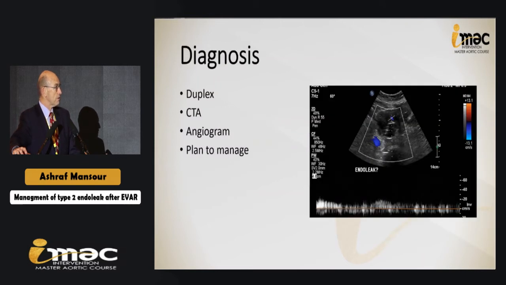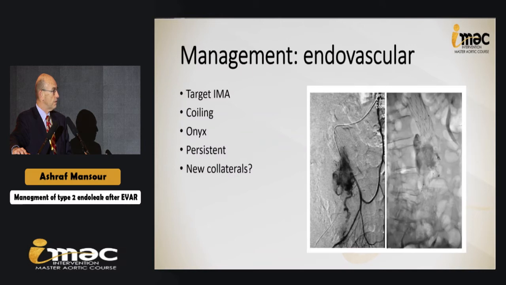So in our hospital, the patients get a CT scan at 1 month, and after that, patients are followed by duplex scan. If the technologists are savvy, they can show you the type 2 endoleak on a duplex, like you can see here in this picture. If you want to confirm this, then a CTA or an angiogram needs to be performed. Basically, the most common source is a patent IMA and lumbars.